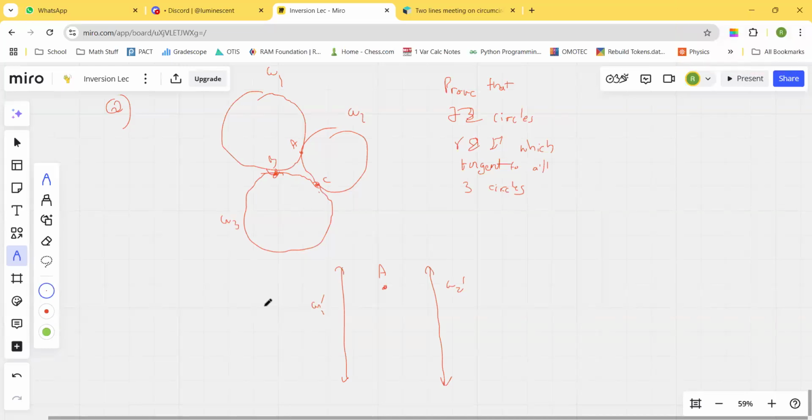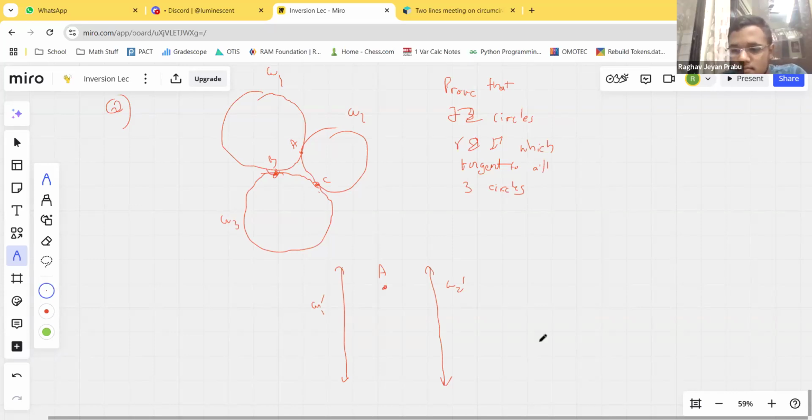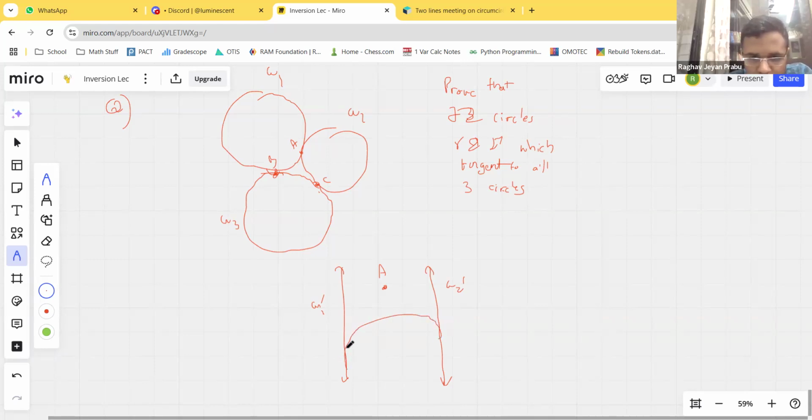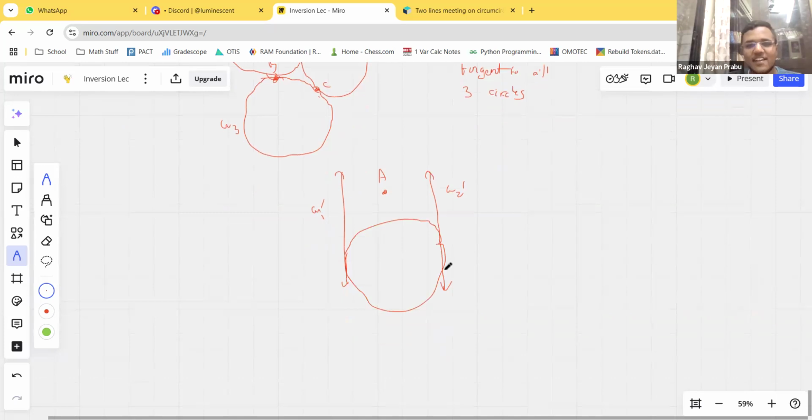Can anyone tell me what happens to omega 3? It becomes a circle tangent to both the parallel lines. Good. So now what do you want to prove? You want to prove that there exist two circles tangent to these two lines and this circle. But that's pretty easy, right?